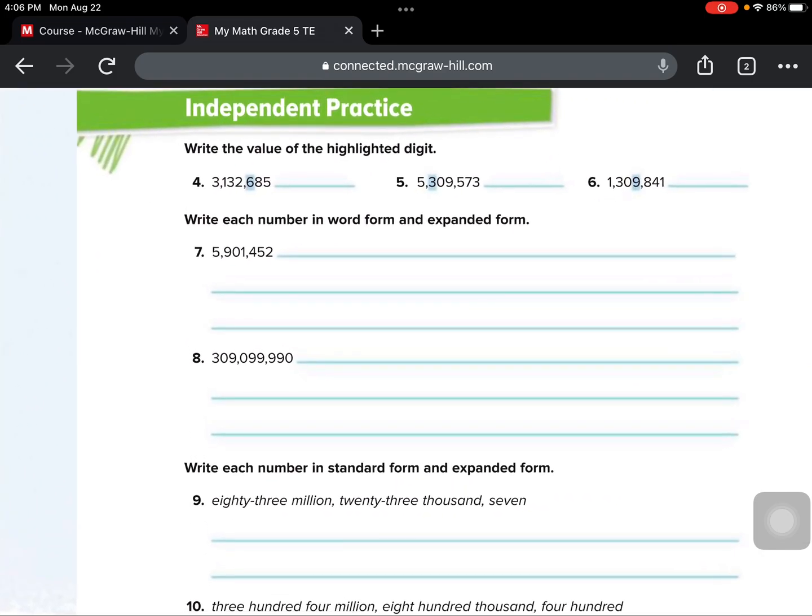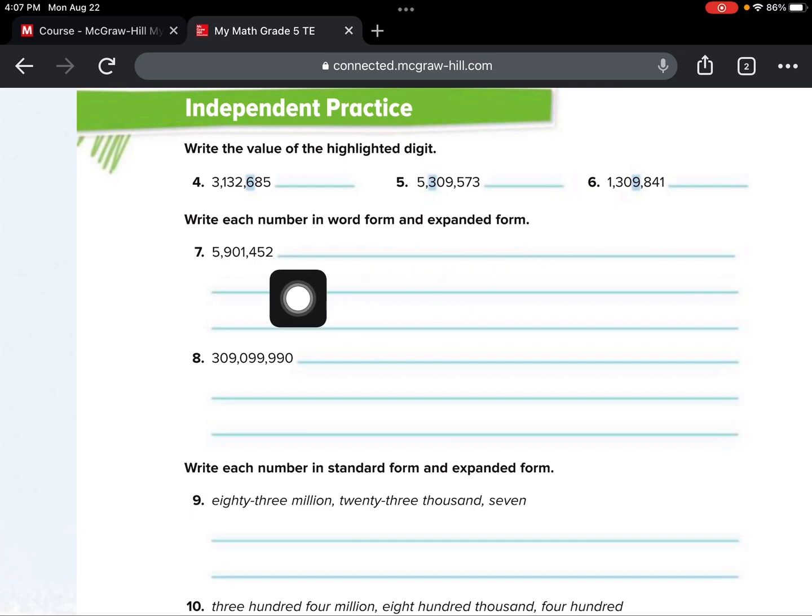Write the value of the digit. So that is not worth 6 or 60, but it is worth 600. That 3 is not worth $3 or even $30 or even $3,000. It is worth 300,000. And that 9 is 9,000.